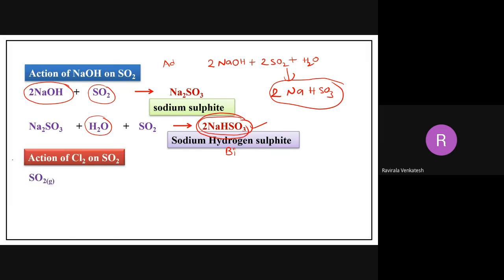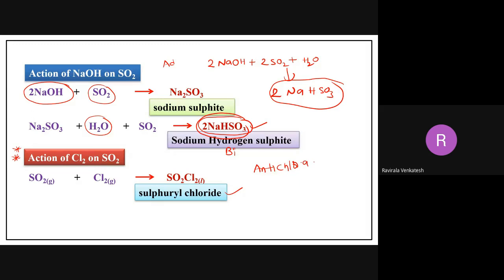Next, this is very, very important beta. Action of chlorine on SO2. When you add chlorine gas and sulfur dioxide gas, both will be added to give sulfuryl chloride beta. You are going to get the sulfuryl chloride, isn't it? SO2Cl2 is called sulfuryl chloride. So generally, SO2 is also called anti-chlor agent beta. What is anti-chlor agent? You know what is the meaning of anti-chlor agent? क्यों बोलते बेटा? Why you are calling SO2 an anti-chlor agent? Do you know?